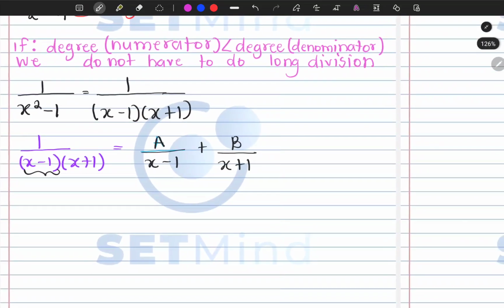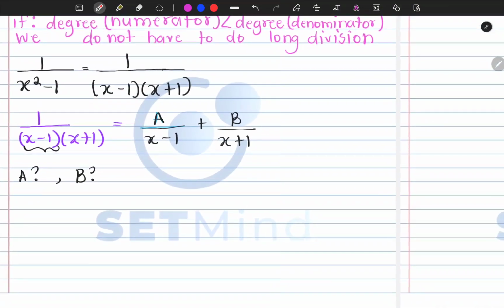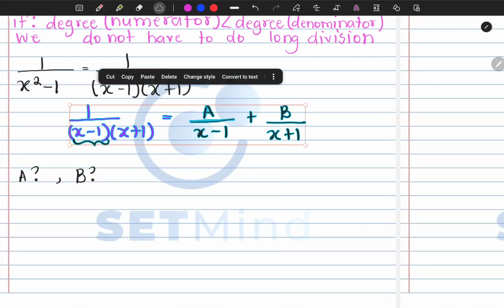So now the question becomes, how do we find a and also how do we find b? There's a couple of ways, but the approach which I'm going to take is that we should multiply the right hand side and the left hand side with the common denominator. That is what we should do.